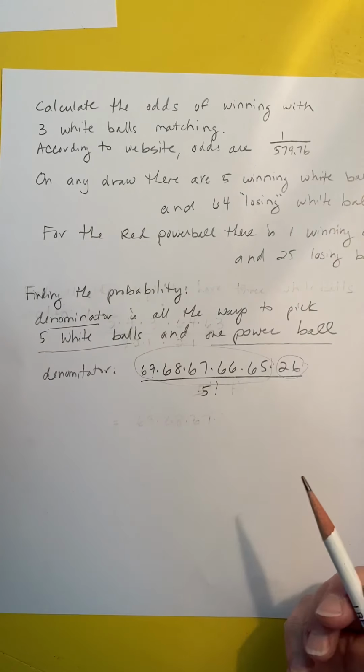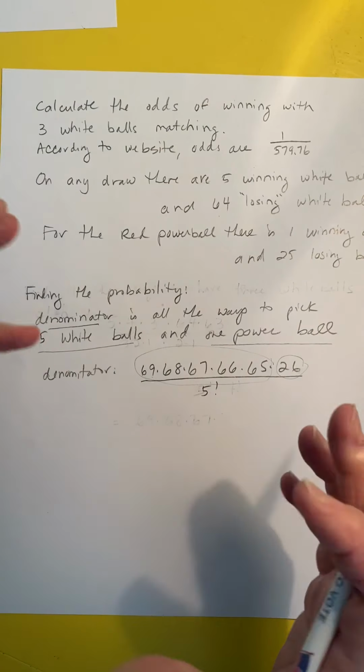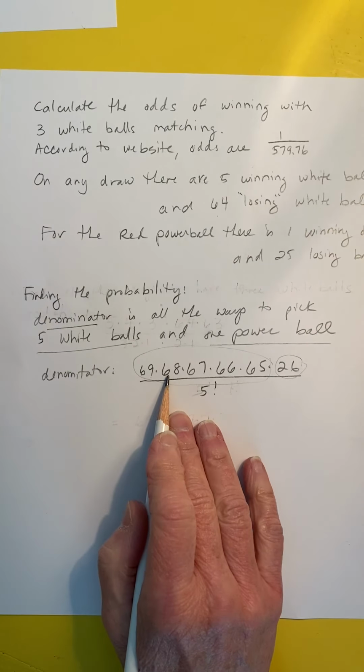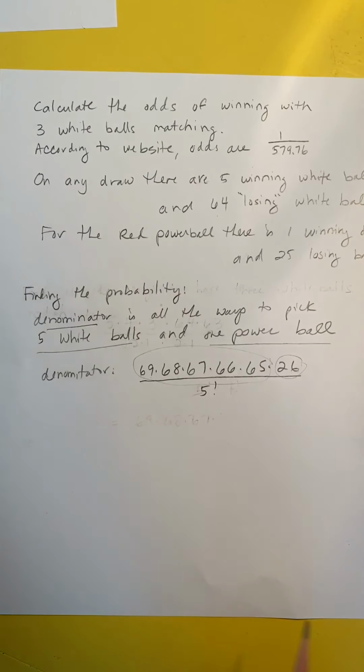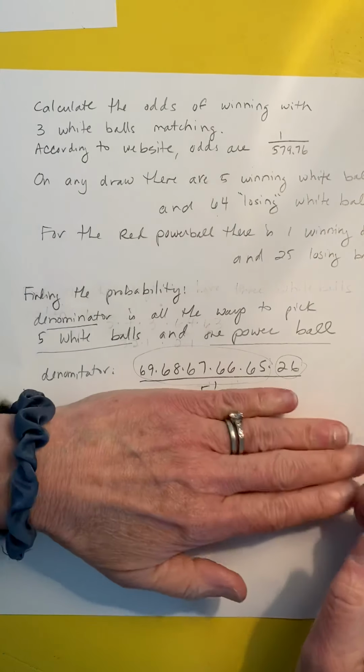So every time you take a ball, there's one less ball in the basket, and that means you only have 68 choices for choice 2, and so on. You might say, well, that's it.